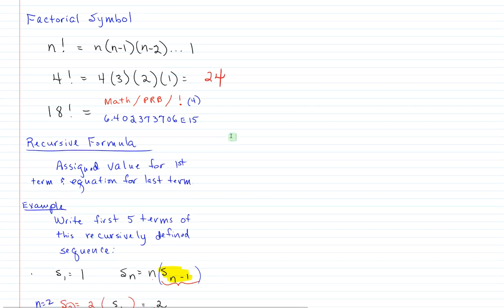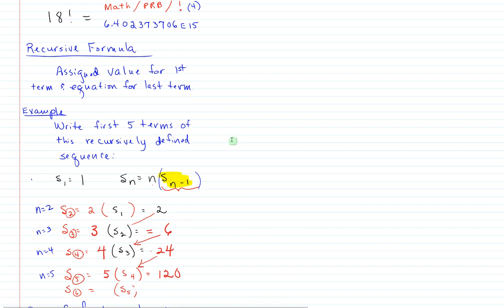All right, so we're down here to recursive formulas. In these, we get an assigned value for the first term and an equation for the last term. And then you have to figure out some terms of the sequence. So they've given us S sub 1 is 1, S sub n is, and here's the recursive formula. So if we're doing n is 2, S of 2 equals 2 times, and we're going backwards 1, S sub n minus 1, so we're going back to S sub 1.